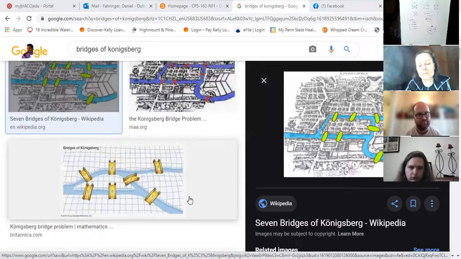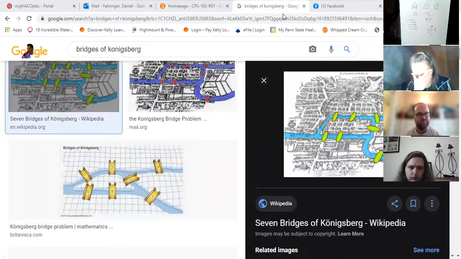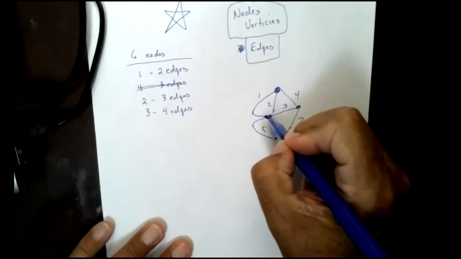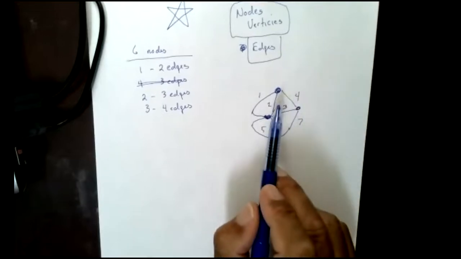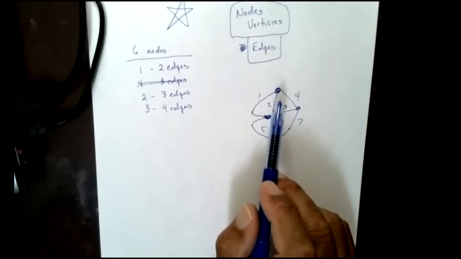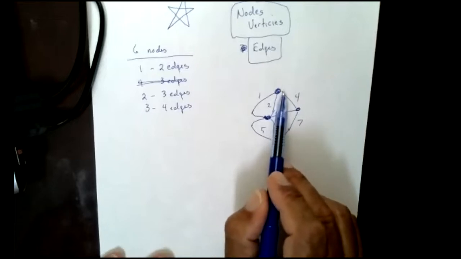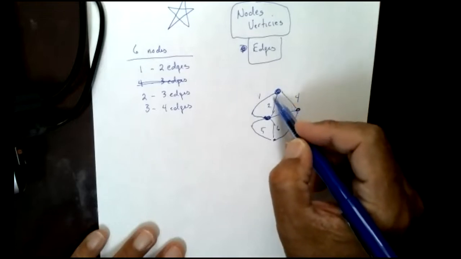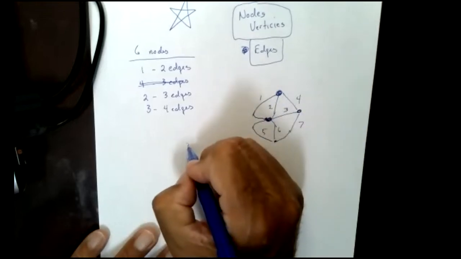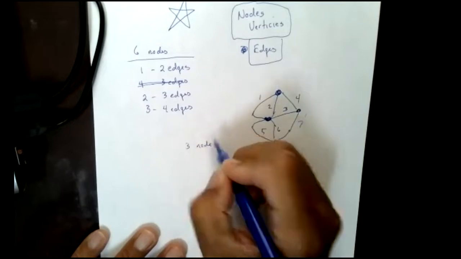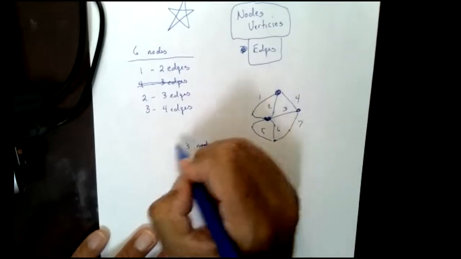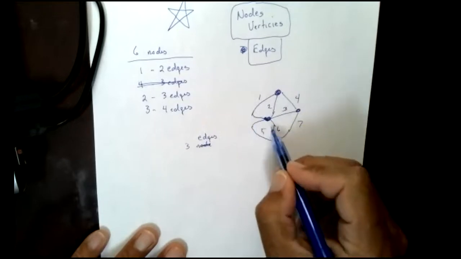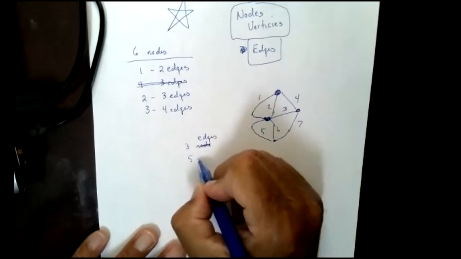So now if I stop sharing, I've taken the Bridges of Konigsberg problem and turned it into graph theory, where each of the lands was an actual node or vertex, and each of the bridges was an edge. So now I look and I have 1, 2, 1, 2, 3. So there's a node with 3 edges. Here's a node with 1, 2, 3, 4, 5 edges.